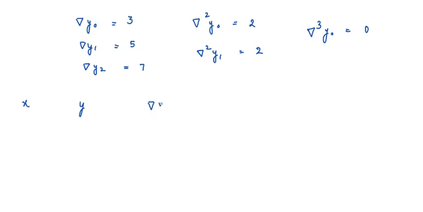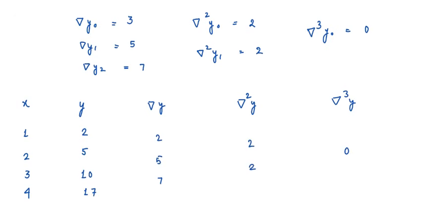Therefore, the table can be written with columns x, y, nabla y, nabla square y, nabla cube y. The x values are 1, 2, 3 and 4. Y is 2, 5, 10, 17. Nabla y is 3, 5, 7. Then 2, 2, and hence 0.